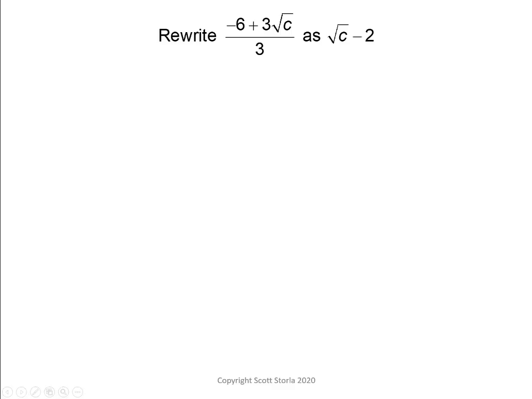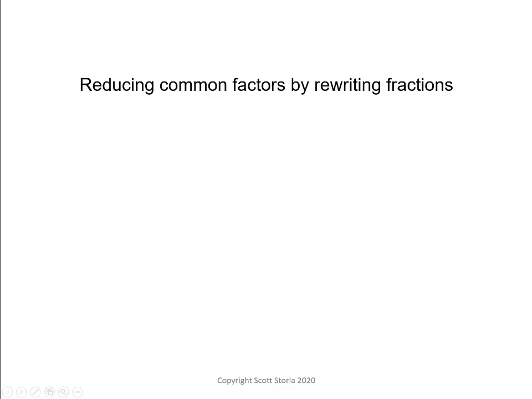Try this one. After rewriting, I notice the 6 and 3 reduce to 2, and the 3 and the 3 reduce to a factor of 1. Now notice we're still not to the form we're after, but that's because sums are commutative, and so we could write this as square root of c plus -2. And we often write adding a negative as subtraction. So that's one way of rewriting literal expressions.